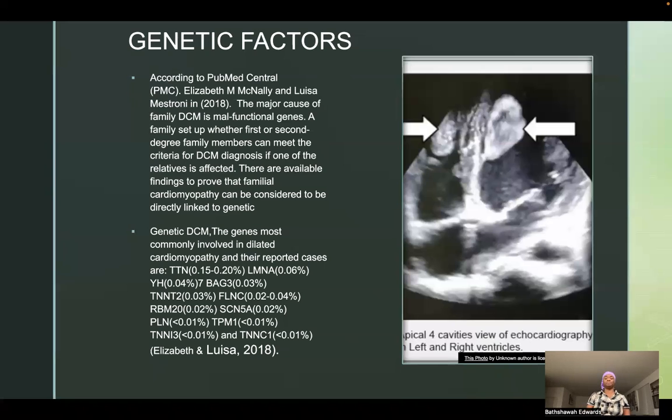Genetic DCM. The genes most commonly involved in dilated cardiomyopathy and their reported causes are listed here. Here I also shared a radiograph of the heart, right and left ventricle.